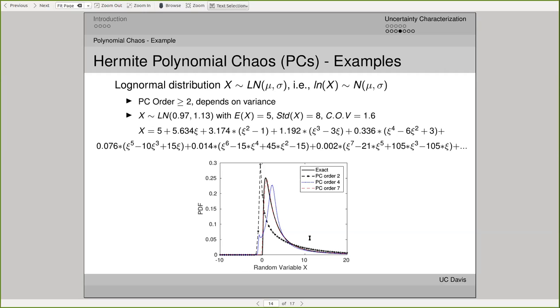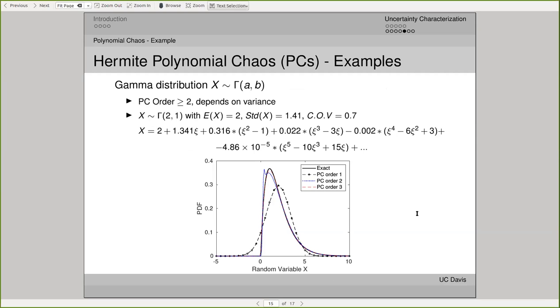As you can see here, in the previous example, polynomial chaos of order 4 was already sufficient to capture the distribution. But in this case, even at PC order 4, there's still a lot of difference between the PC synthesized distribution and the original input distribution. Actually, in this case, we need to go to an even higher order, polynomial chaos order 7, to capture the distribution.